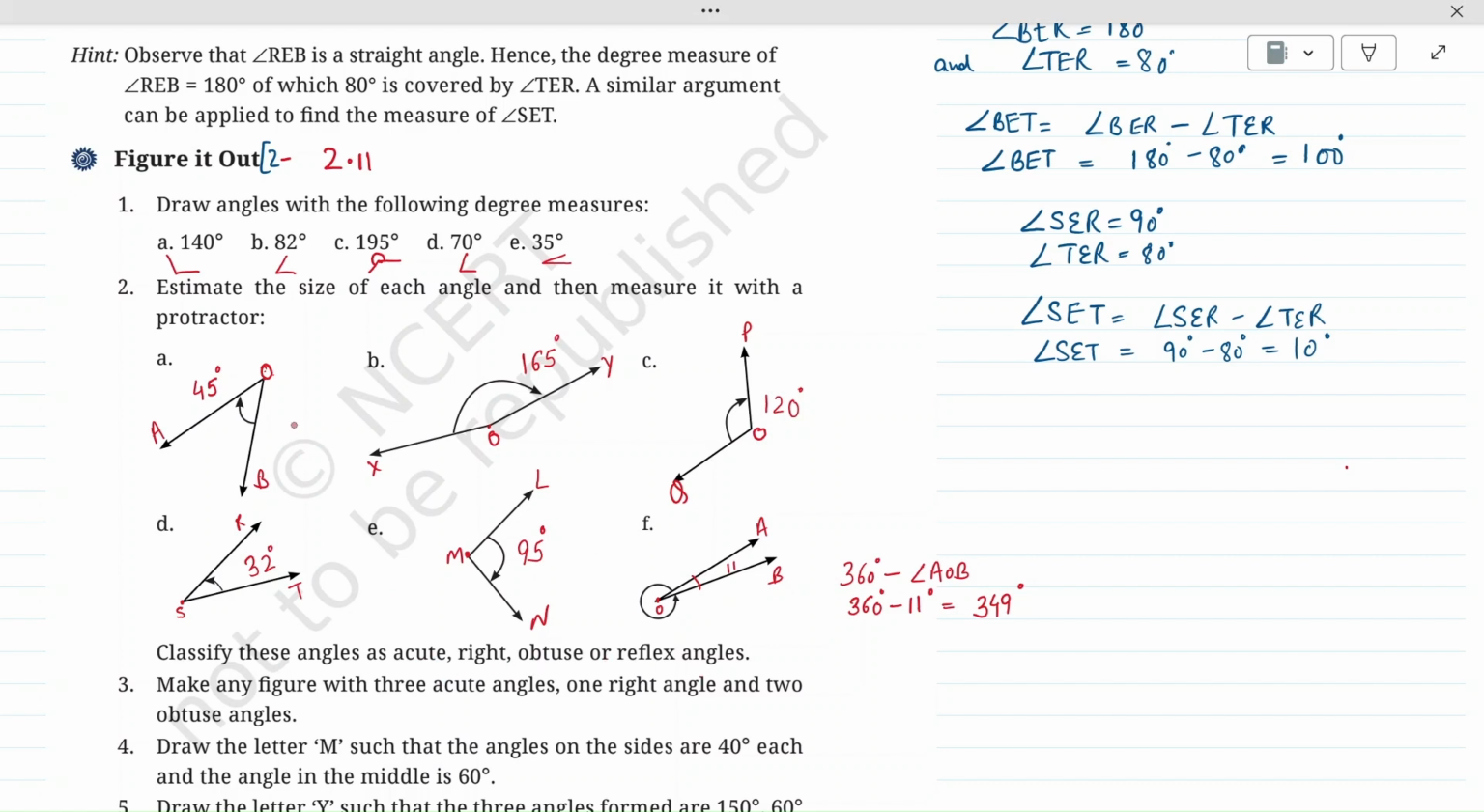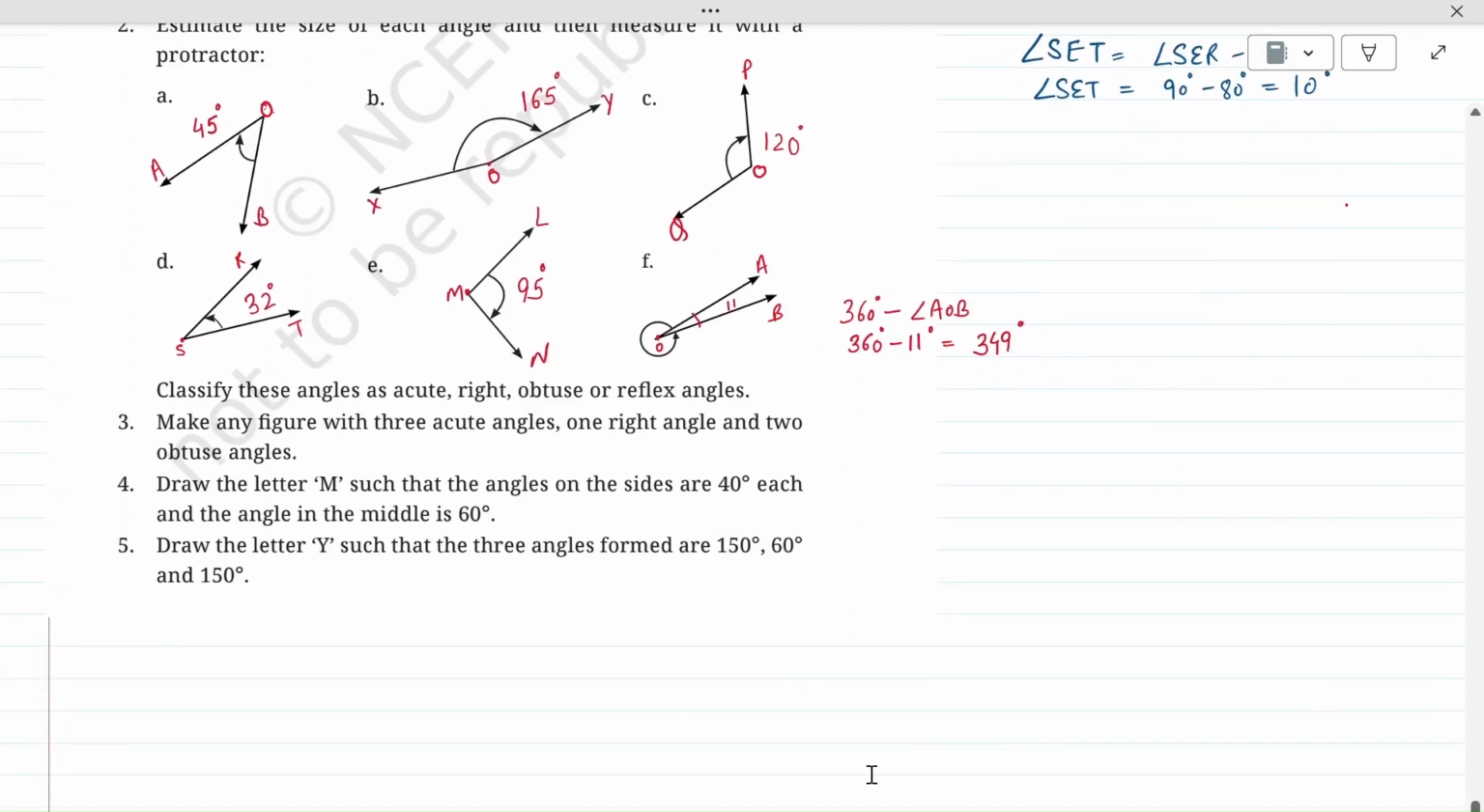Now, classify as acute, right, obtuse or reflex. This is acute, this one is obtuse, obtuse again, acute. This is also obtuse, just greater than the right angle, and this one is a reflex angle. Okay, this is reflex.